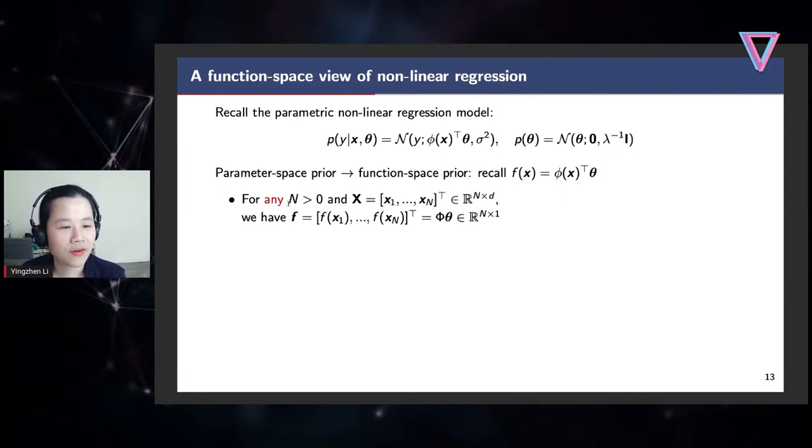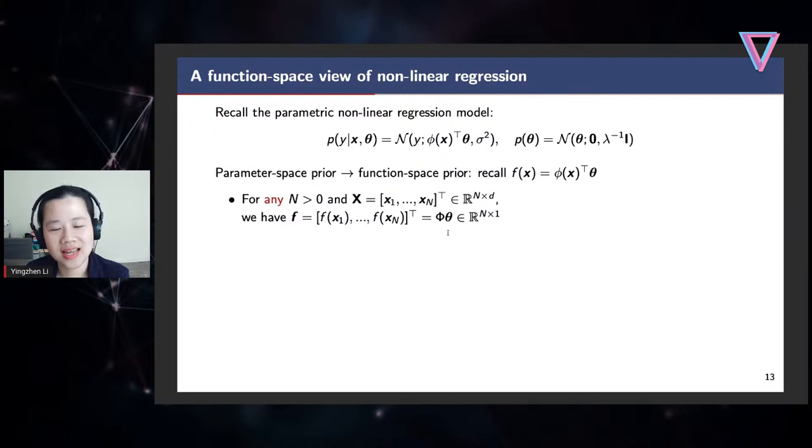So now for any n, essentially for any collection of input data points x1 to xn, you can compute the function value output for each of them, right? And then collect all of them to construct a vector. So this is essentially computed as phi times theta.